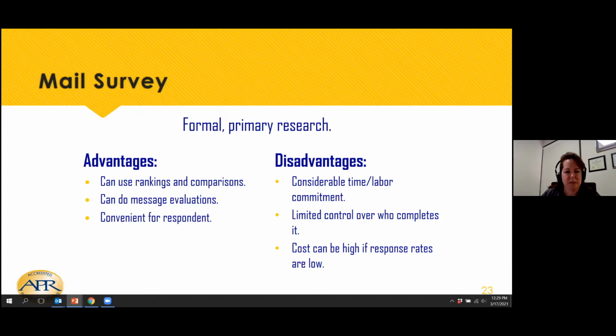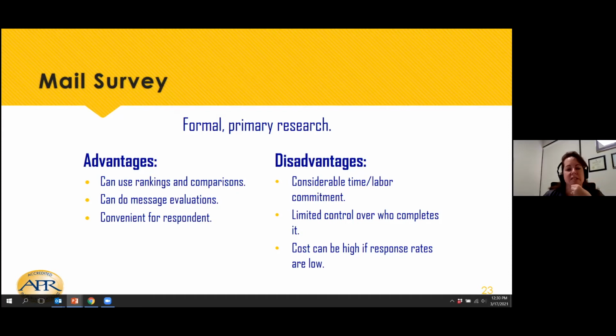I don't know why they have these so broken out, but mail surveys, we kind of talked about that under surveys in general, which I thought was the mail ones. Anyway, they can use rankings and comparisons. You can do message evaluations, and they're convenient for the respondent. The next slide is online email survey, so they're going to get into that separately. This slide is just a printed mail survey.